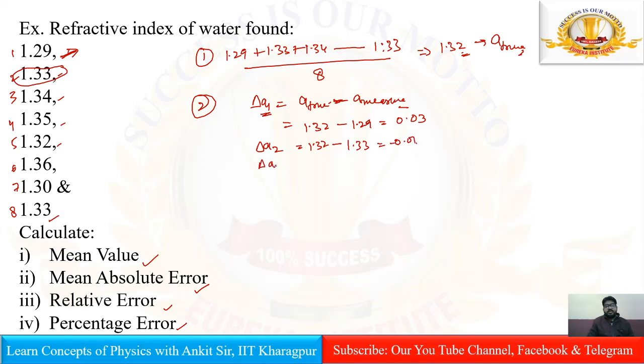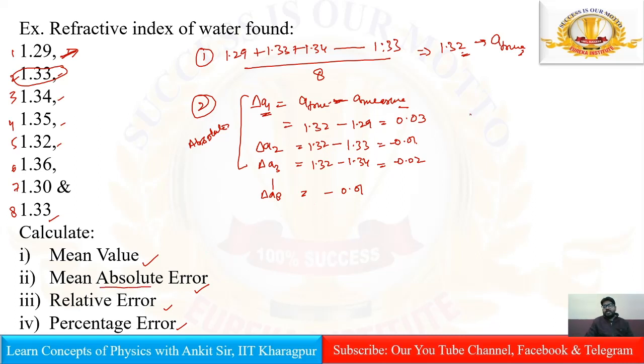Similarly, these are all the absolute errors for particular experiments. So I am calculating the absolute errors, and delta A3 will be equal to 1.32 minus 1.34, which is minus 0.02. In this way we calculate up to delta A8, which is minus 0.01, and then I am asked to calculate the mean absolute error.